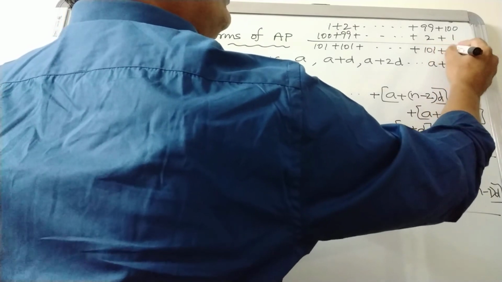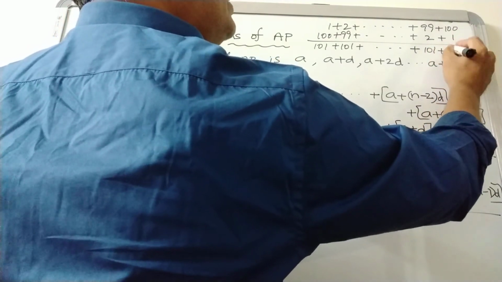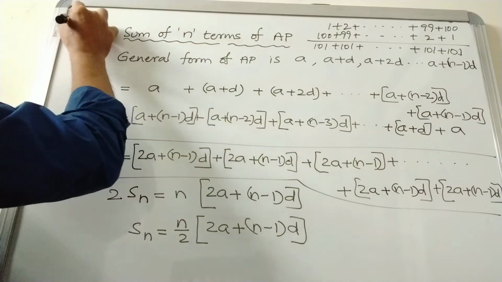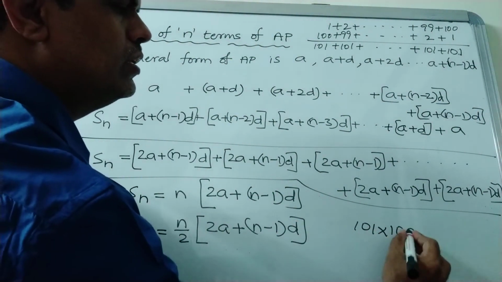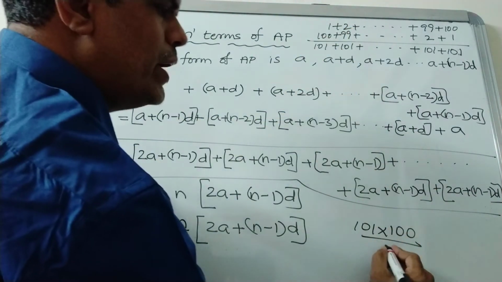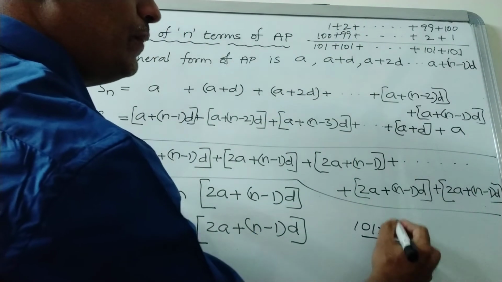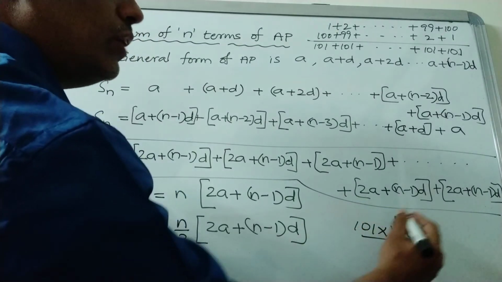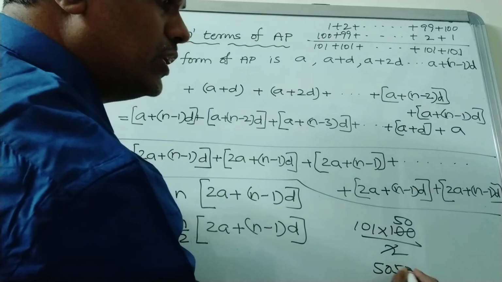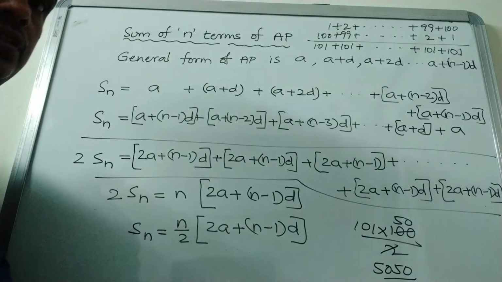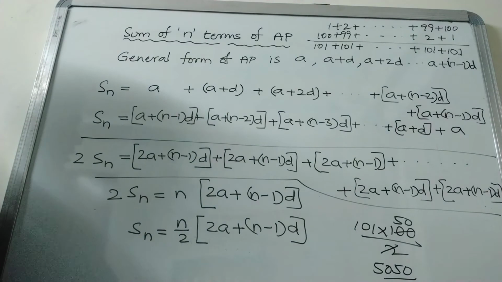Yes, 101. How many 101s are there? 100 101s, sir. So 101 into 100, sir. But here I added 2 times, that's why I have written by 2. So here 50 times it will cancel. So this is nothing but 5050, sir. The teacher said, nicely done, you are a great student. He is none other than Carl Friedrich Gauss.